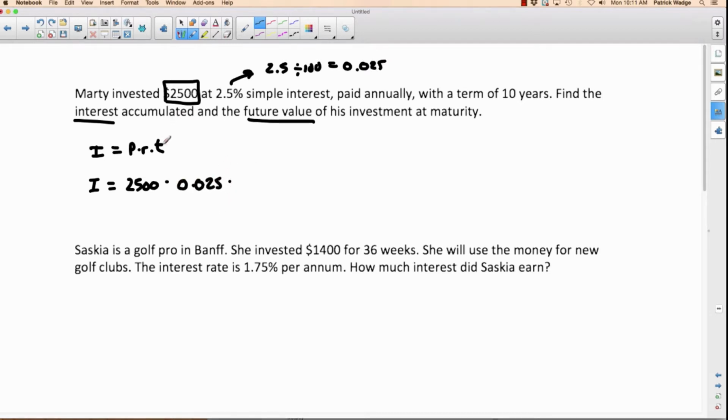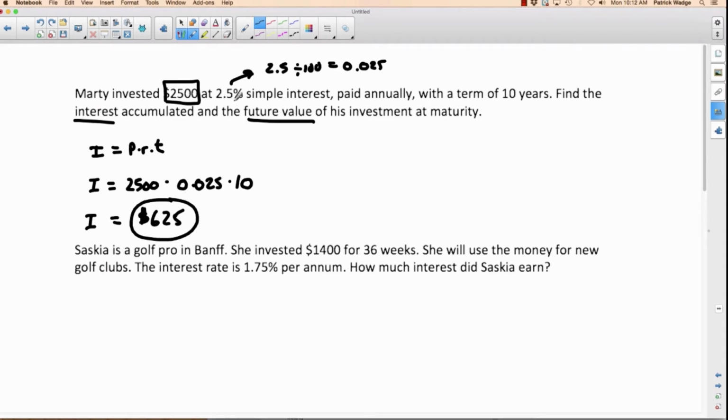Times. T is time, and time is 10 years, and it's in years, which is perfect. It needs to be in years. So I multiply that, and when I multiply those numbers together, I will get the interest. Equals $625. Okay, so that's how much interest was earned over the 10 years.